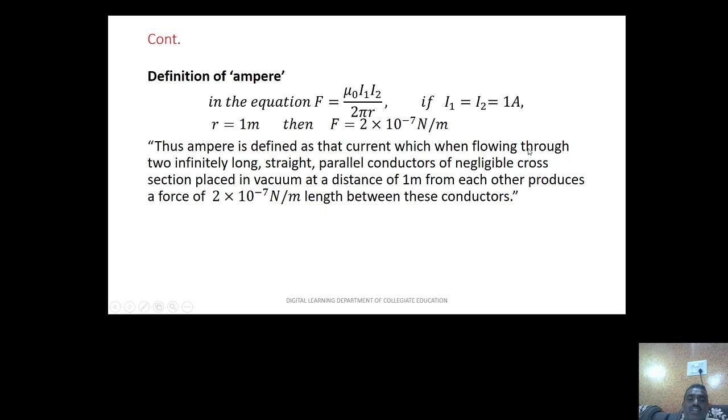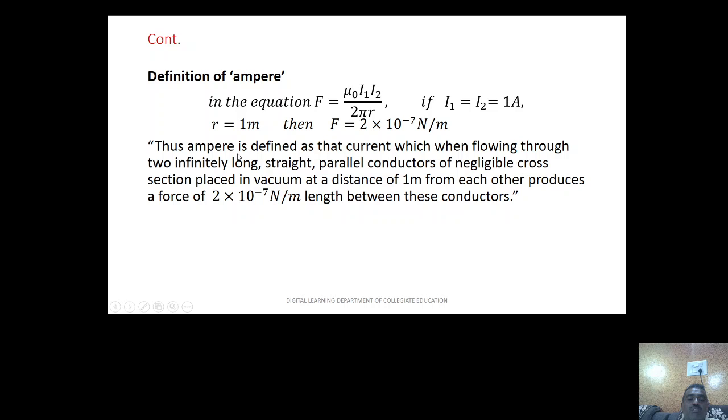Then we can define the unit of current, ampere. In this equation, F is equal to mu naught I1 I2 divided by 2 pi r. If I1 and I2 are each equal to 1 ampere, and the two parallel conductors are separated by 1 meter, then F is equal to 2 into 10 to the power of minus 7 Newton per meter.